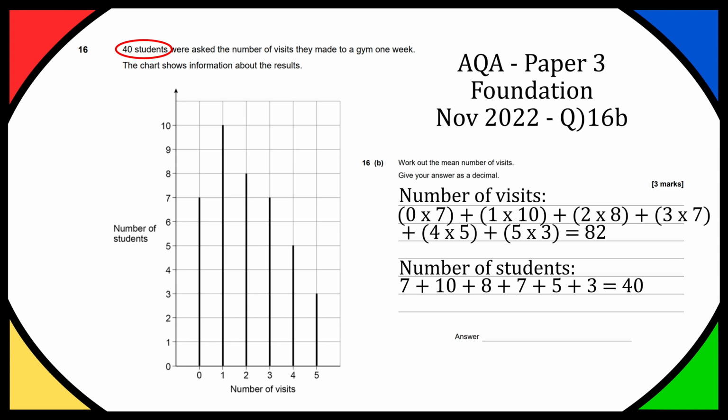So the mean, like I said, which is pretty much the average, we just take the number of visits divided by the number of students. So it's going to be 82 divided by 40, which is going to be equal to 2.05, and it asks us to give it as a decimal, so it's going to be 2.05.